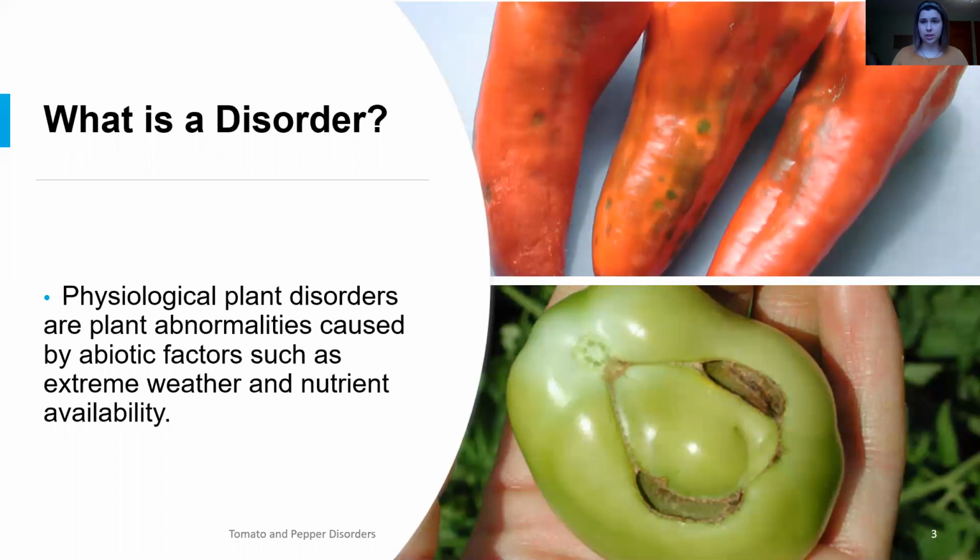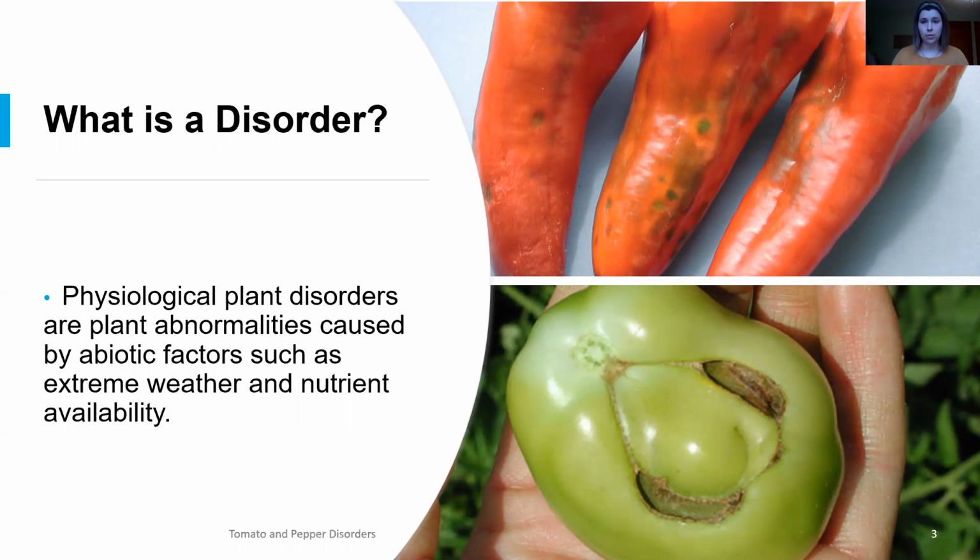As mentioned, this lecture is going to focus on disorders of field tomatoes and peppers. So first off, let's start by discussing what is a disorder. Disorders are plant abnormalities caused by abiotic or environmental factors, such as extreme temperature or weather events, and physiological issues related to nutrient availability, to name a few. These can affect the plant at any stage, and although they may not be incredibly damaging on their own, a lot of disorders allow the plant to become susceptible to further damage by other plant pests.